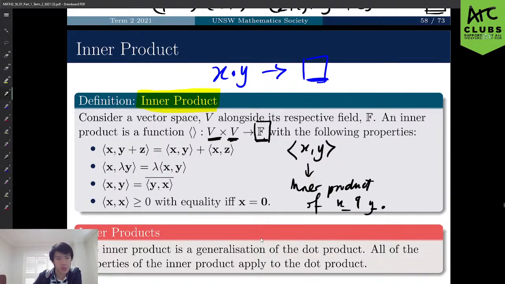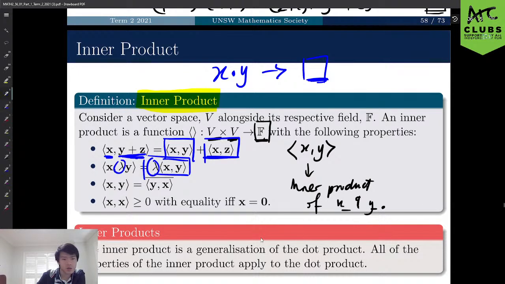Now what we want to do is go through the properties of inner products. We need to have linearity in the second component. What that means is that if we have x inner product with y plus z, then we take the inner product separately and add them together. Also, if we have a scalar in here, we can take that scalar out. This is called linearity in the second component.